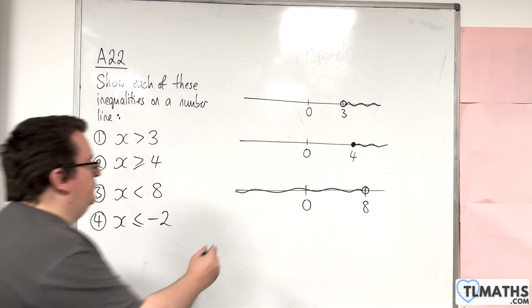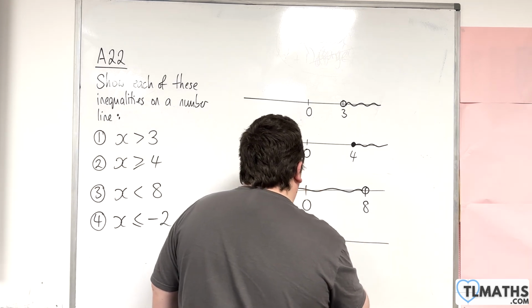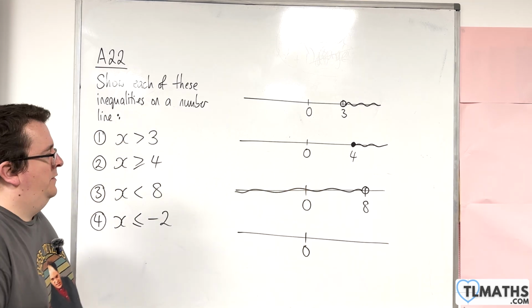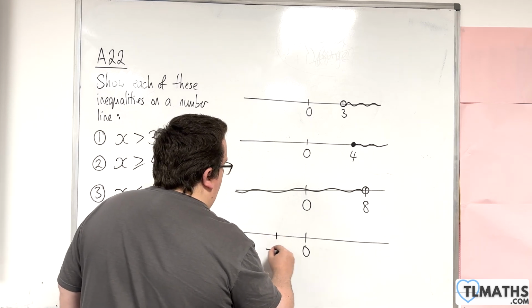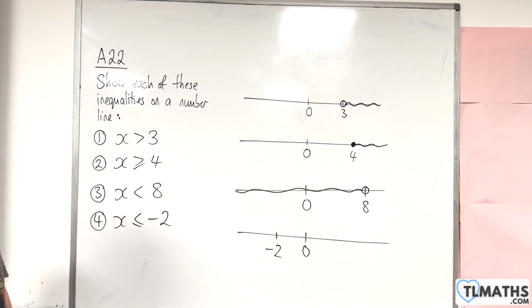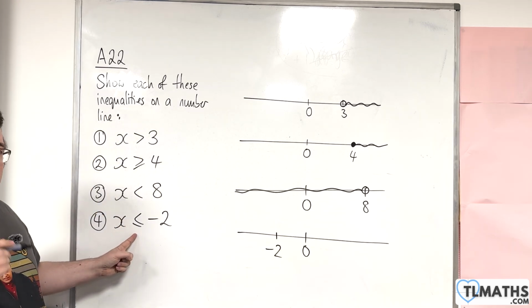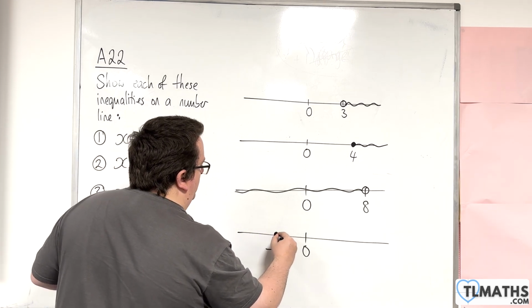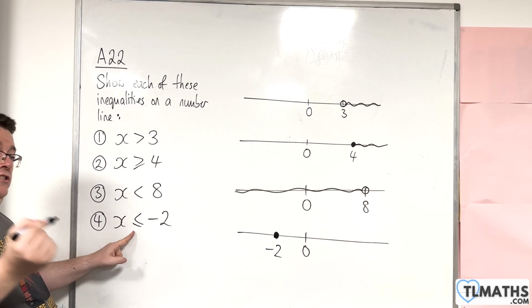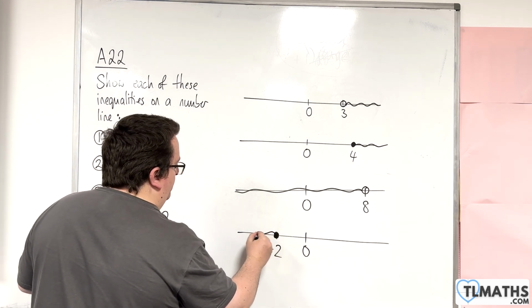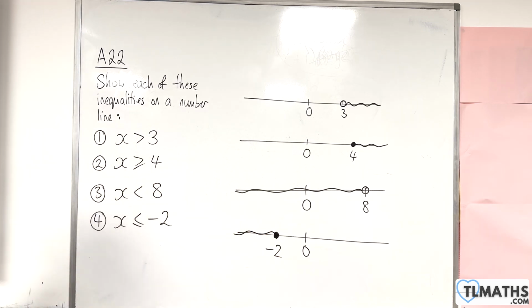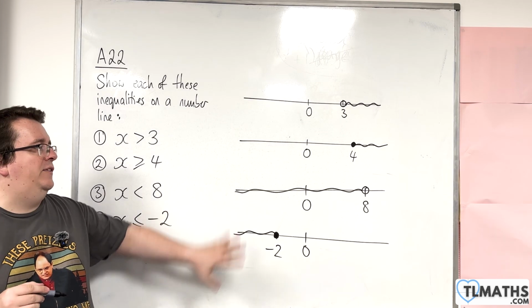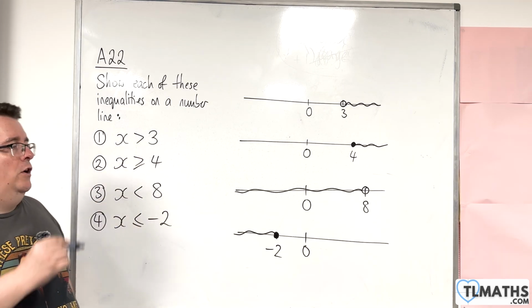Number 4, here's my number line, here's 0. The number minus 2 is there. Now because I'm looking at less than or equal to minus 2, I must use a solid dot, and I'm looking at the region to the left. Okay, and so that is how I can represent each of these on a number line.